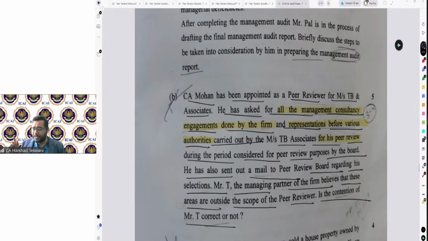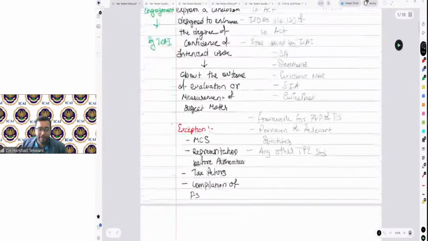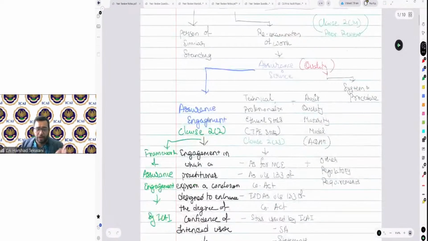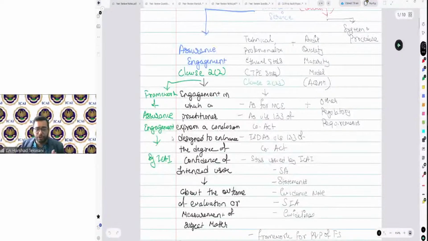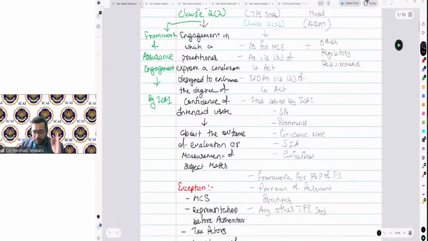This was a question which came in yesterday's paper. It is basic, related to peer review, and we have already covered it in lecture 1 itself. If you read the first lecture, we have already covered this exception. Remember? Exception, MCS, representation before various authorities, when I was talking about the assurance services. Assurance services, the framework of assurance engagement by ICAI, we discussed in detail. The first thing we discussed in that lecture was this portion.